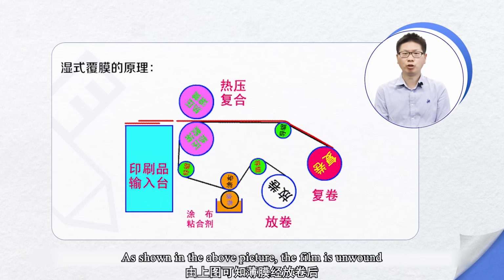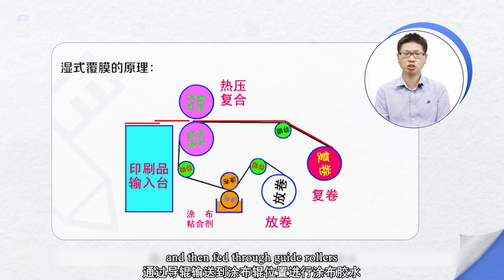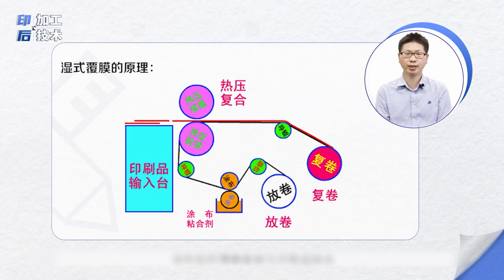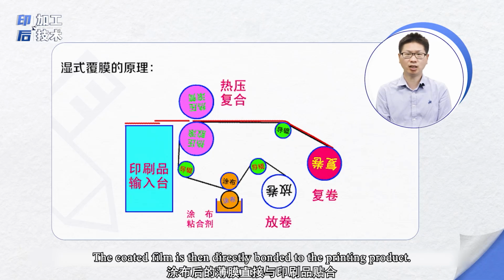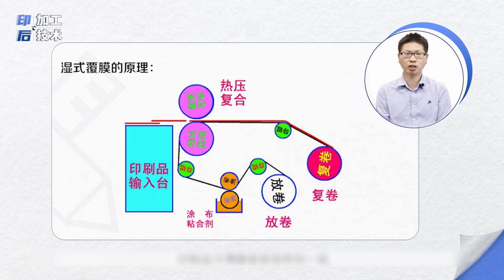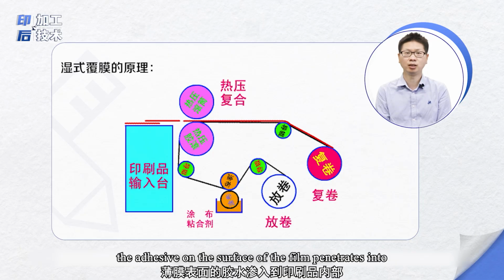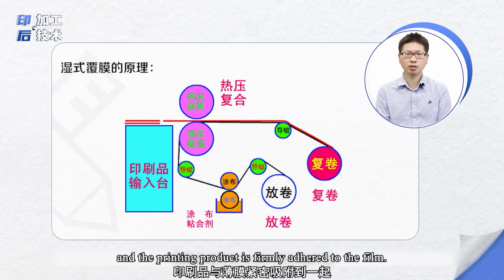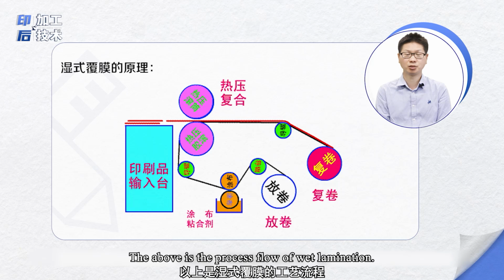As shown in the above picture, the film is unwound and then fed through guide rollers to the coating roller for coating with adhesive. The coated film is then directly bonded to the printing product under the pressure and heat of the hot roller. The adhesive on the surface of the film penetrates into the printing product, and the printing product is firmly adhered to the film. The above is the process flow of wet lamination.